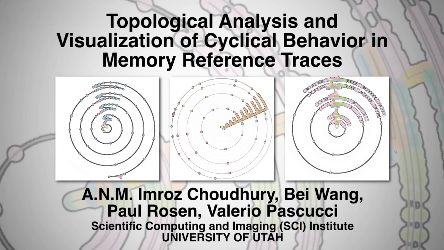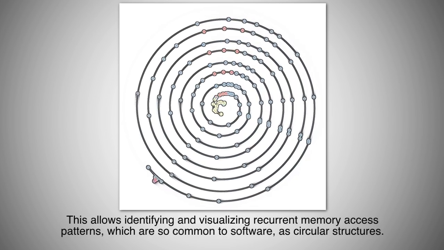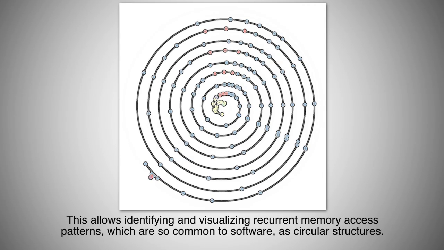Topological analysis and visualization of cyclical behavior in memory reference traces. We present a method for performing topological analysis and visualization of memory reference traces. This allows identifying and visualizing recurrent memory access patterns, which are so common to software, as circular structures.